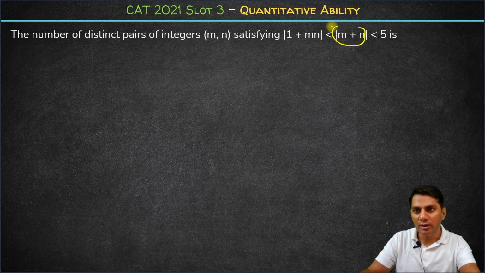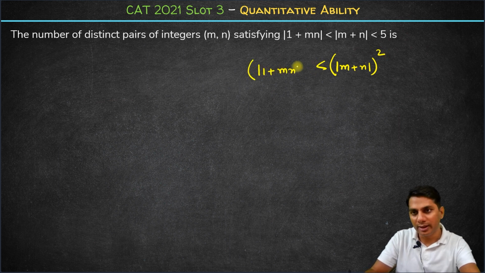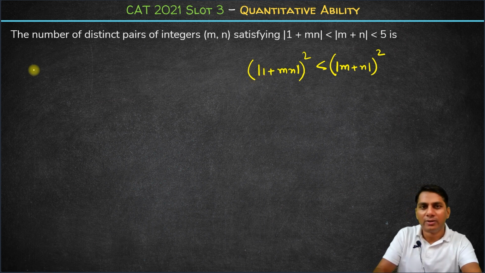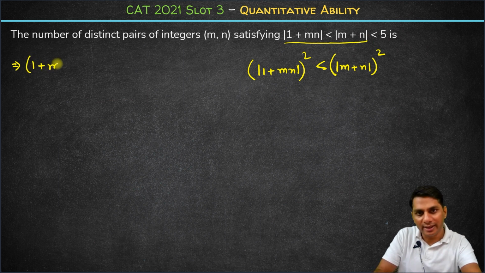Now, since we have mods on both the sides, that means this is a positive number, this is also a positive number. So if a positive number is greater than the other positive number, then the square of this number, that means mod of m plus n whole square, will also be greater than mod of 1 plus m into n whole square. And now since we are taking square, there is really no need to write mod, right? Square of any number is always positive. So what we effectively have is, because this is true, then we get 1 plus m into n whole square is less than m plus n whole square.